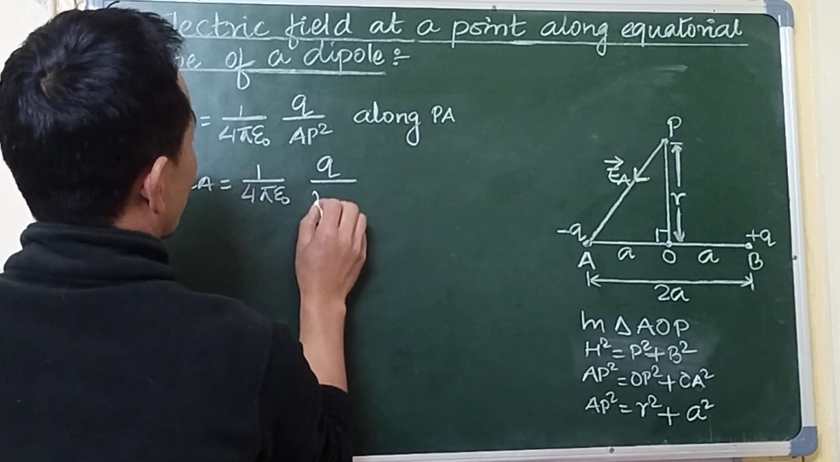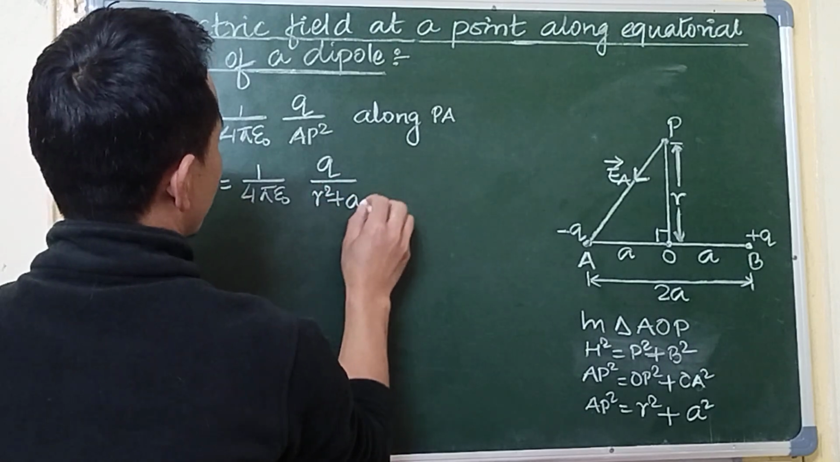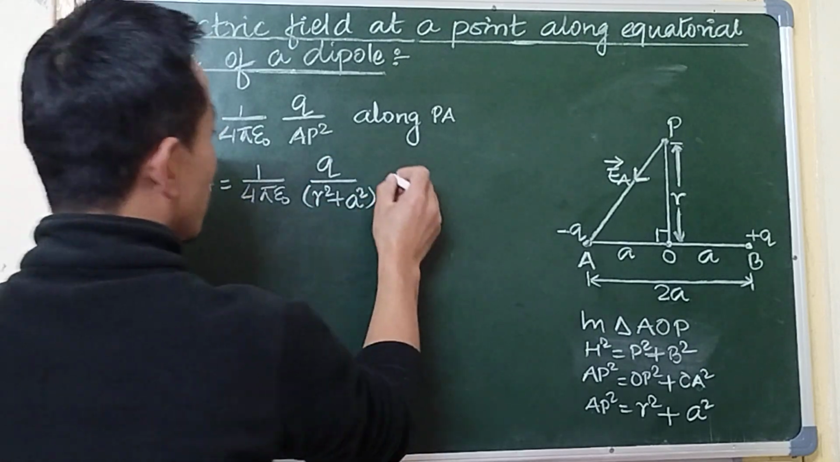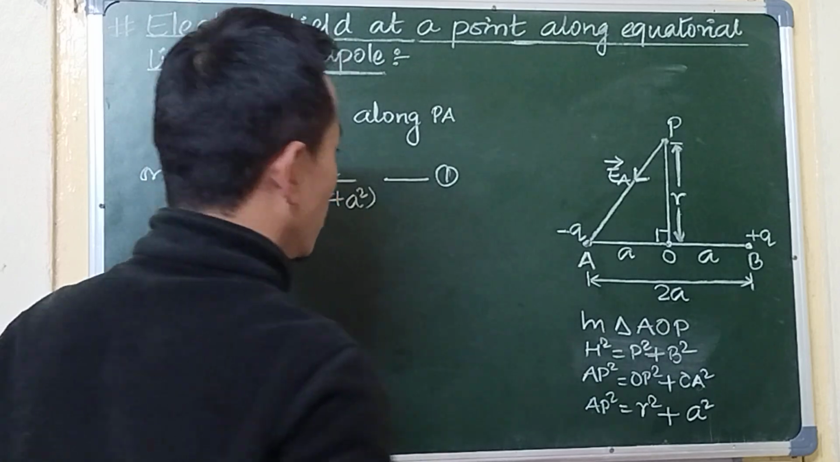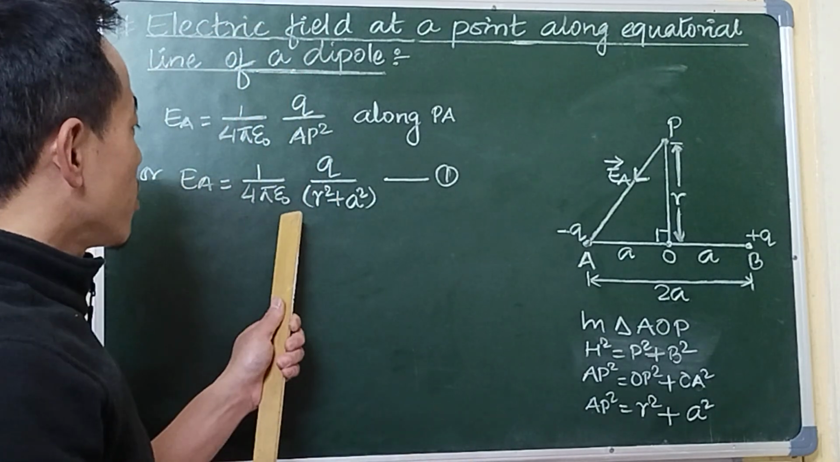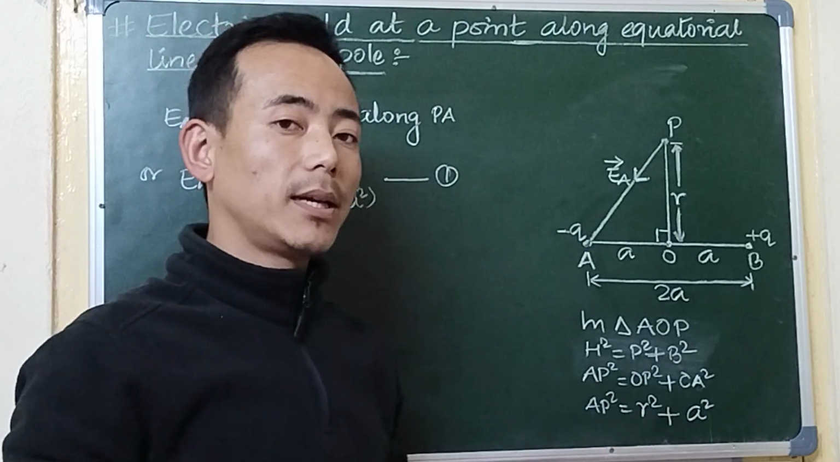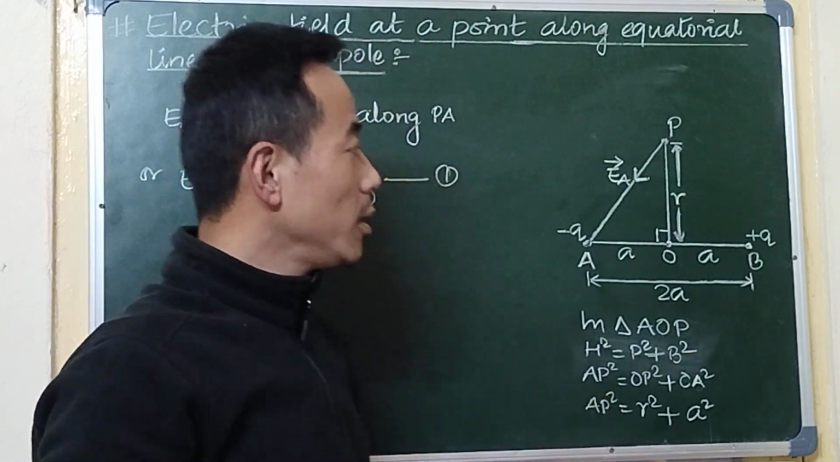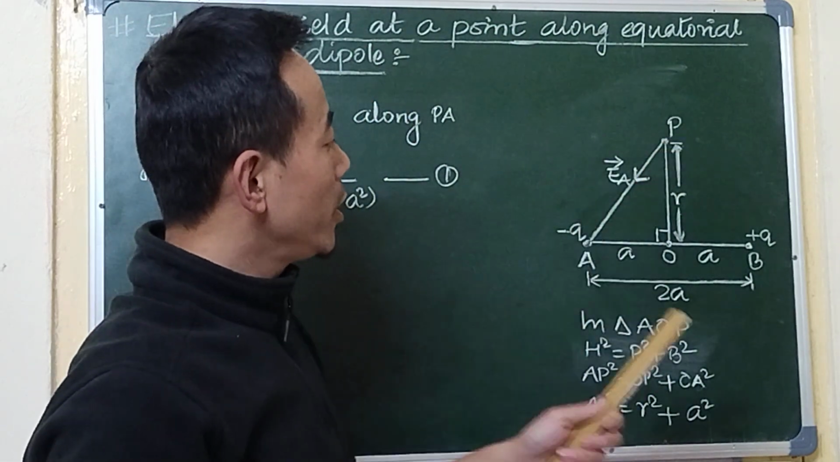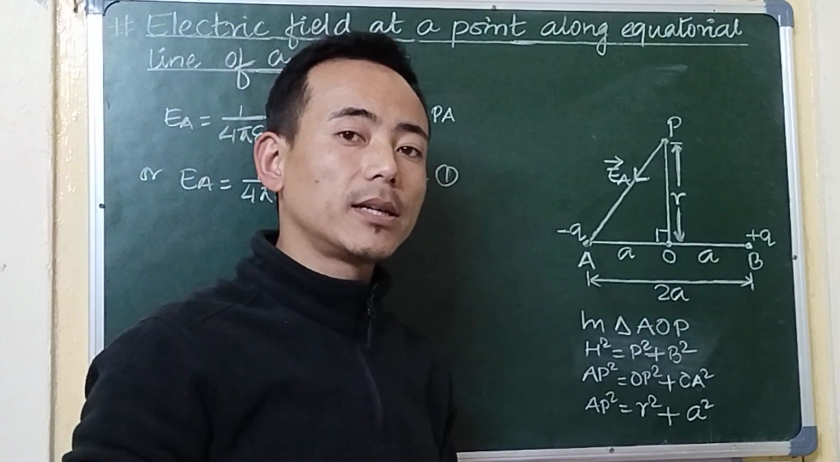So this will become R square plus A square. So let this be our equation number 1. This equation tells us the electric field at P due to minus Q charge at T. Now similarly, we'll find out the electric field at point P due to plus Q charge at B.